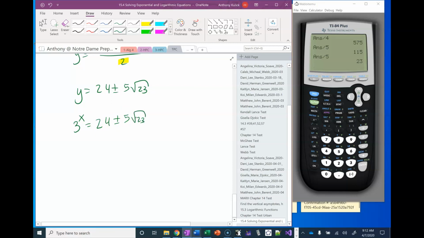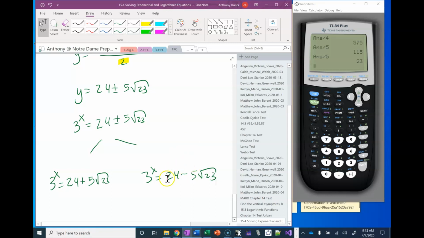Okay. So now this is going to break into two equations. So 3 to the x is equal to 24 plus 5 root 23, and 3 to the x is equal to 24 minus 5 square root 23.